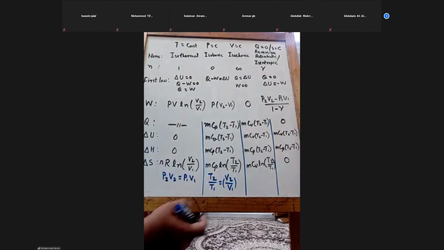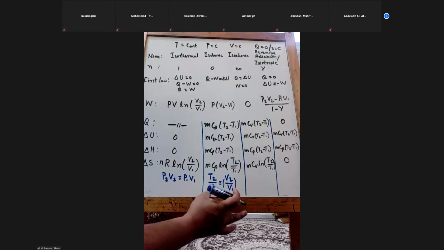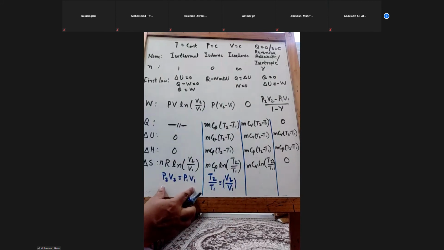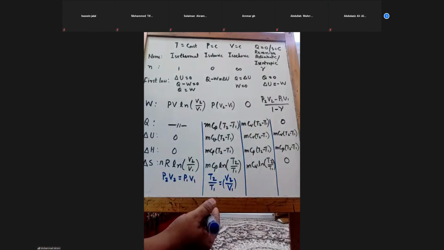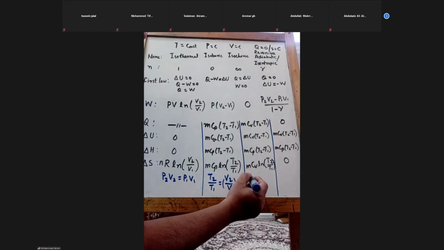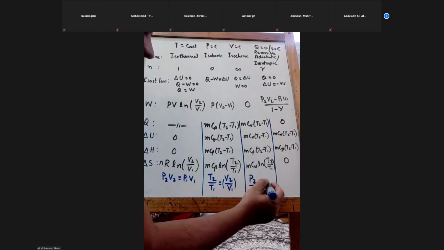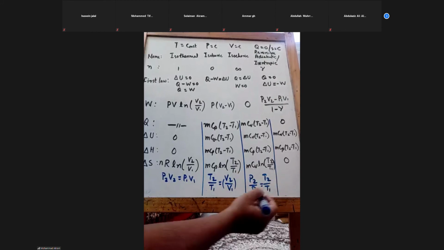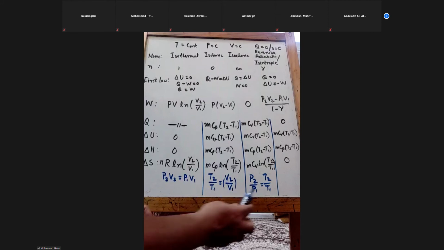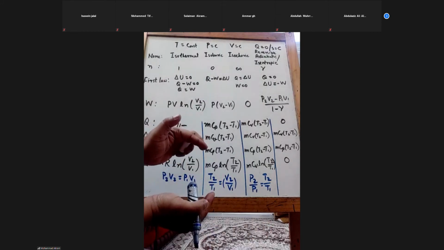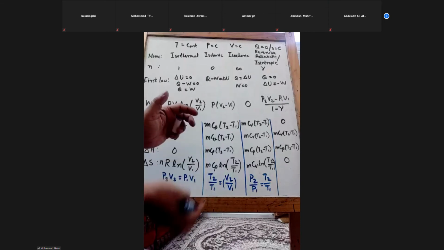Now, why don't we have pressure here? Because pressure is constant. Why don't we have temperature in this term? Because temperature is constant. Now here we don't have volume because volume is constant. So the relation between pressure and temperature, P2 by P1 is equal to T2 by T1. As you increase pressure, temperature will increase, or as you increase temperature, pressure will increase. Like in a pressure cooker, you keep the volume fixed. If you increase the temperature, pressure will increase.